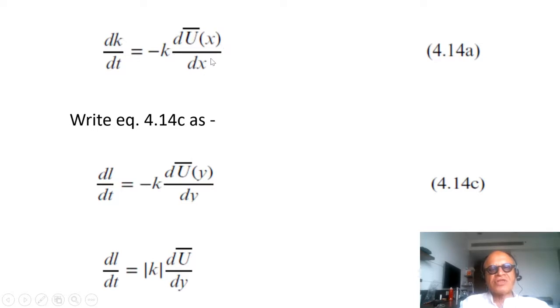Here we had written it for the zonally asymmetric case because u bar du bar dx is not 0, but if it is a zonally symmetric case, then this becomes 0. So then the meridional ray path equation, wave number variability with respect to the basic state, can be written as dl dt equals magnitude of k times du bar dy.